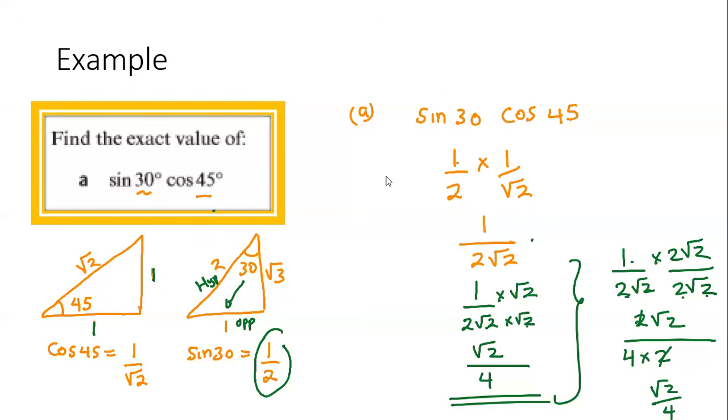Joshua? Master, for that part, I'm not understanding why you're having a half times 1 out of root 2. We are substituting what sine 30 is and what cos 45 is. Sine 30 is the same as 1 out of 2. Cos 45 is the same as 1 out of root 2. Oh, it was multiplying. Okay. Yes. Thank you.